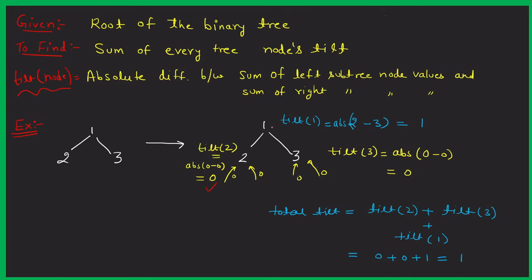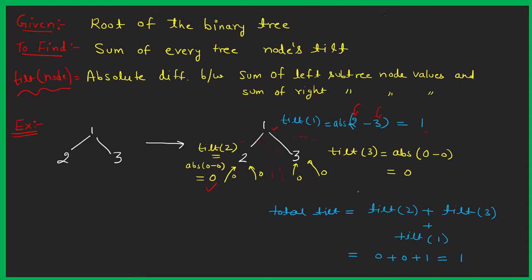Now for node 1, the tilt of this node will be the absolute difference of the sum of the left subtree and the sum of the right subtree. In the left part of node 1, only 2 is there, so 2 will be written here. In the right part, only 3 is there, so the total sum of the right part of node 1 will be 3. So the absolute difference of 2 minus 3 is 1. So the tilt of 1 will be 1.